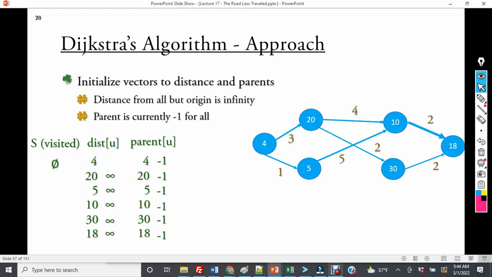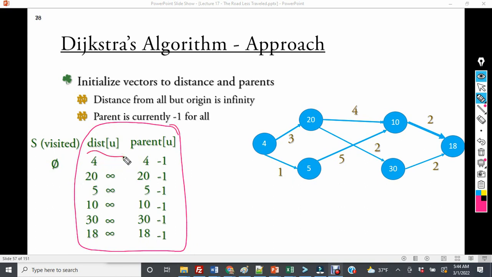When initializing Dijkstra's algorithm, we initialize two vectors. First, a vector distance that contains the combined weight between the origin vertex, in this case the vertex containing the data value 4, and all the other vertices in the graph. We initialize all these values to infinity.